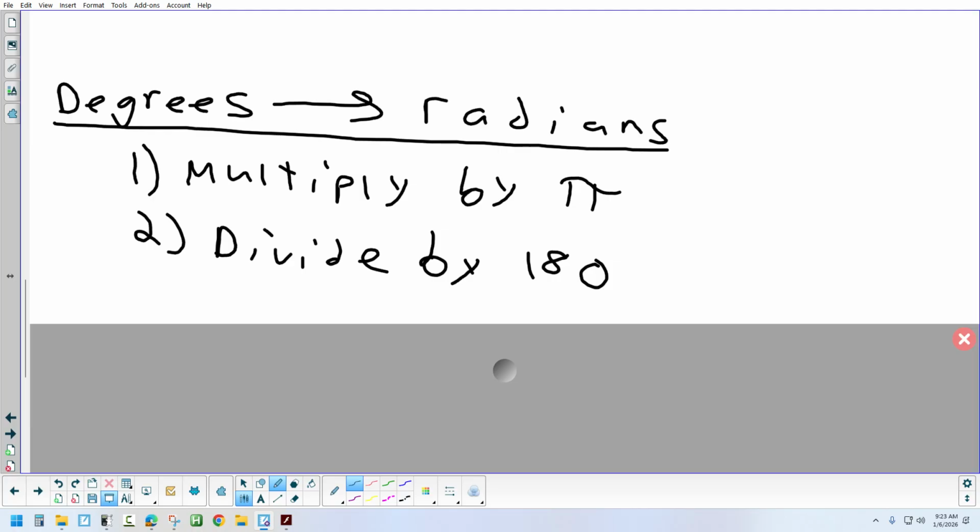So it's always pi on the top, 180 on the bottom, when you're going from degrees to radians. Now we're going to look at radians to degrees, okay, the other way.